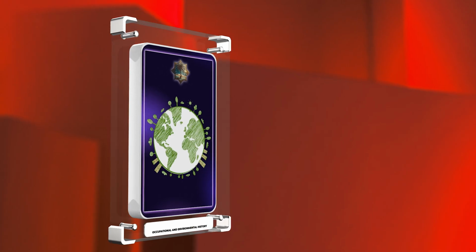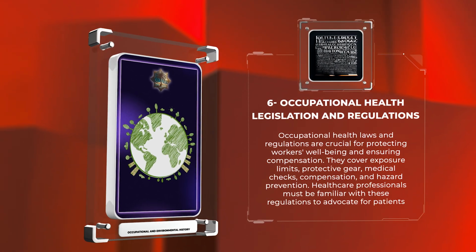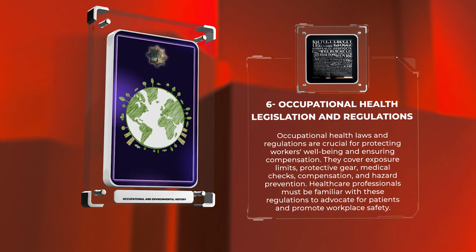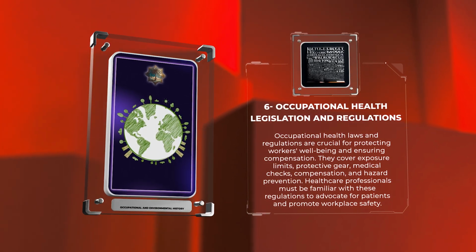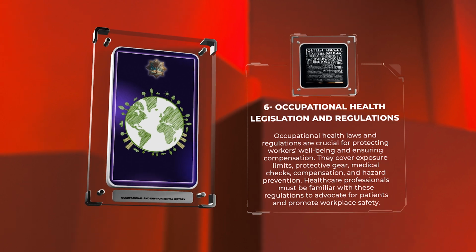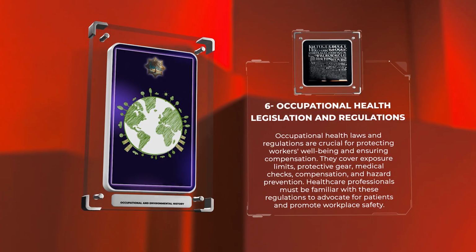Identifying and mitigating these hazards is crucial for protecting public health and ensuring a safe living environment for individuals and communities. Occupational health laws and regulations are crucial for protecting workers' well-being and ensuring compensation. They cover exposure limits, protective gear, medical checks, compensation, and hazard prevention. Healthcare professionals must be familiar with these regulations to advocate for patients and promote workplace safety.